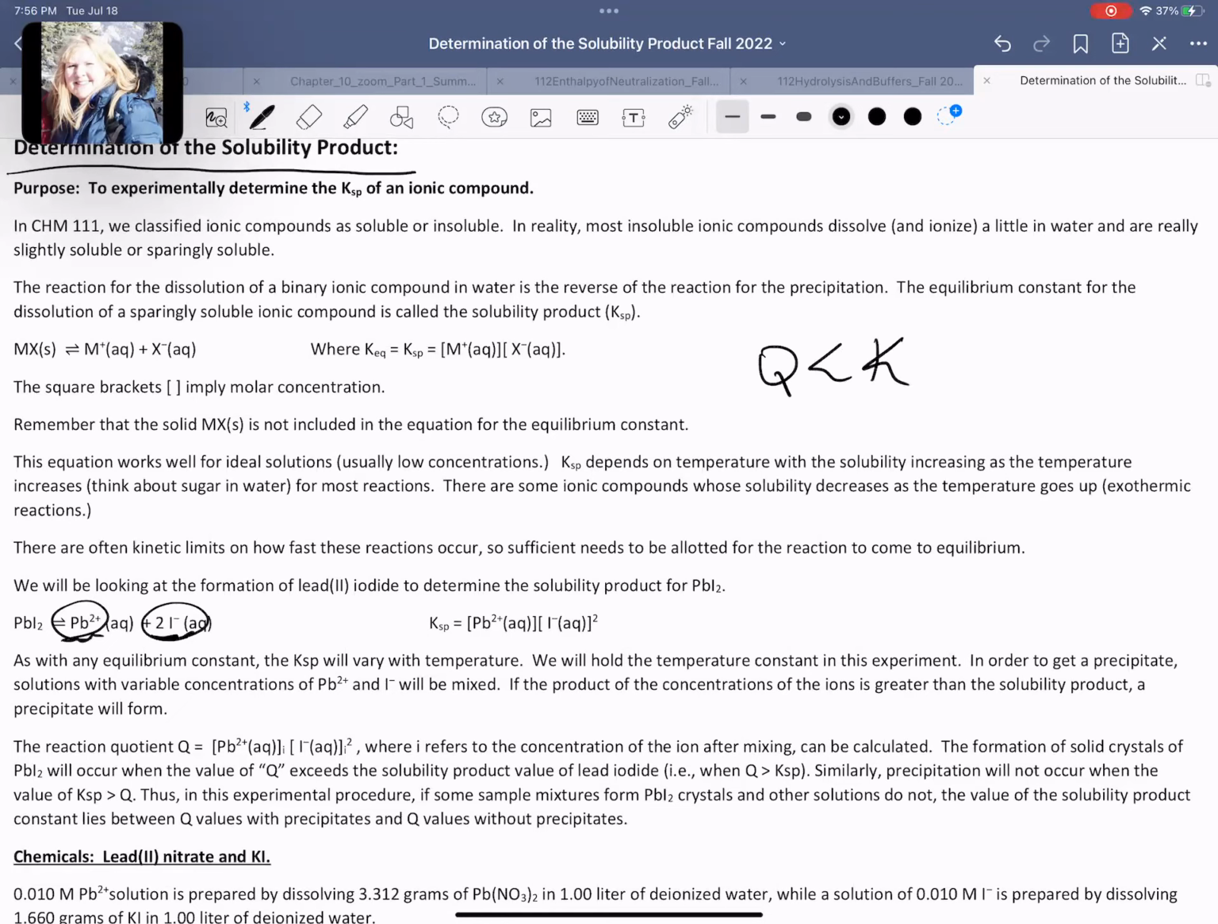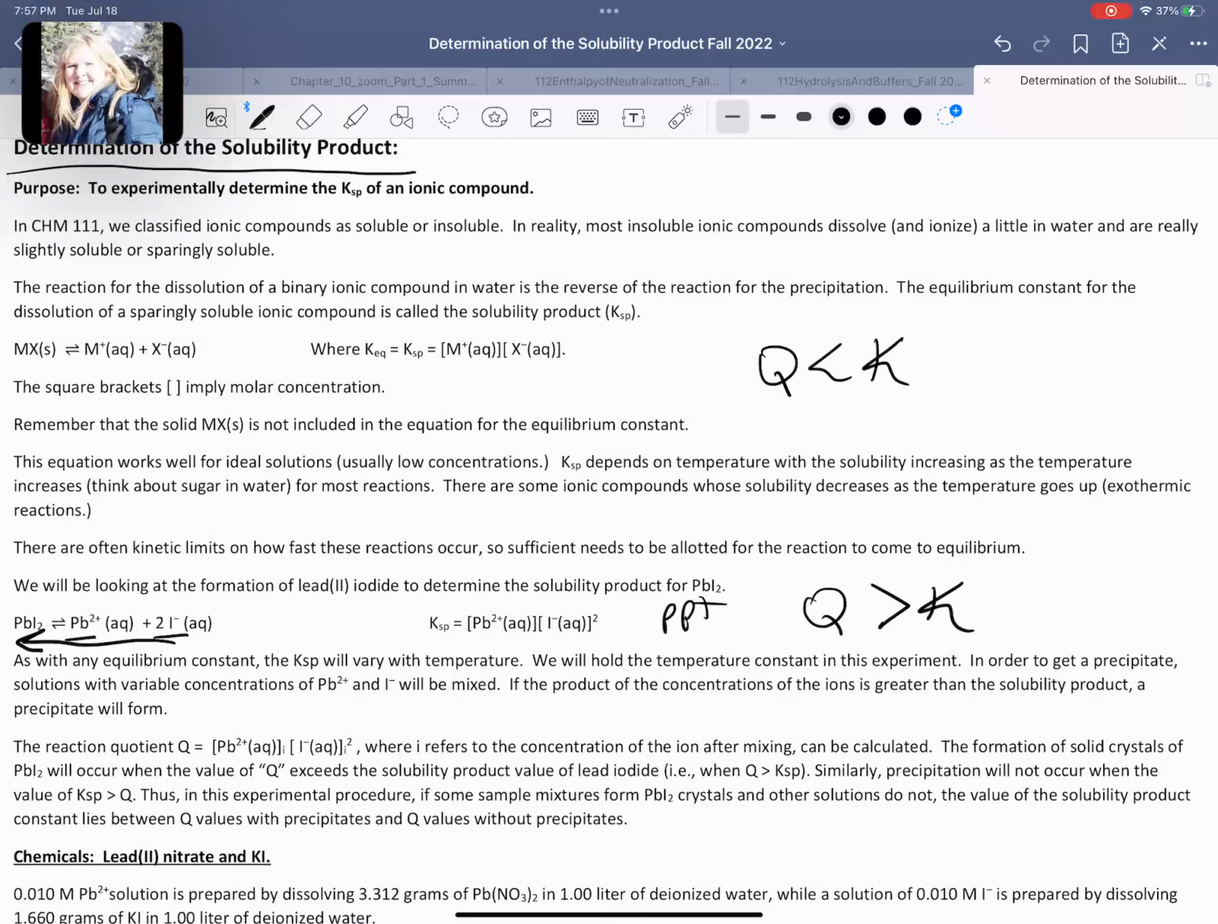If we find that we have a precipitate, then it tells us that the amount of ions we have, the amount of the lead and the iodide, are great enough to shove this reaction in the left direction. And if we get a precipitate, it tells us that Q is greater than K.